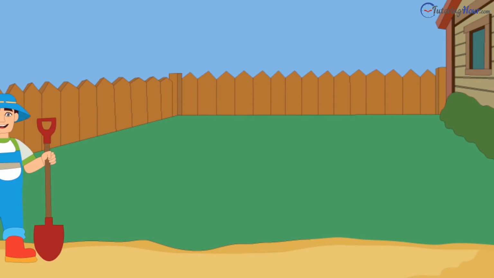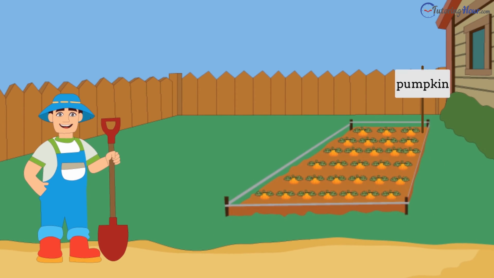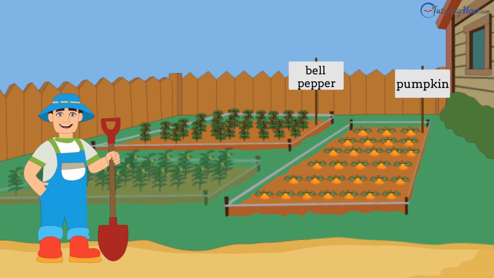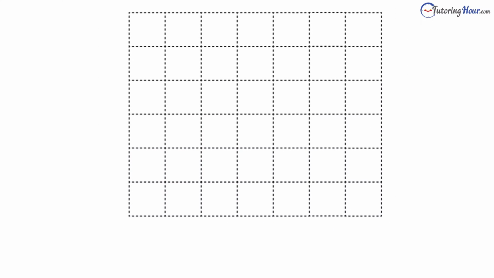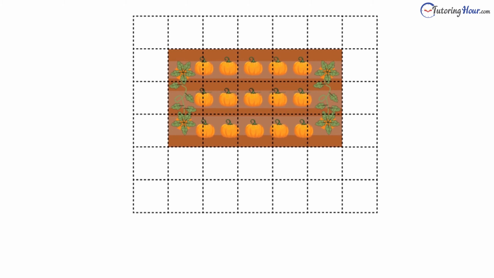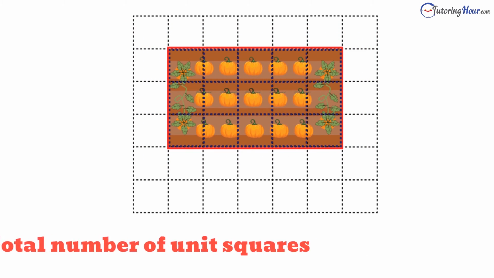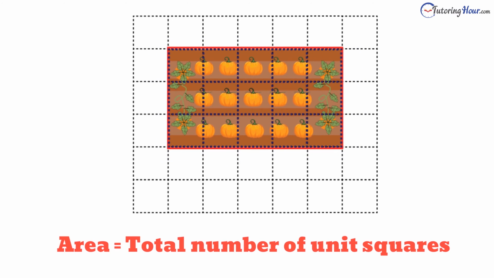Now, Joe wants to figure out the area of his pumpkin patch, bell pepper patch, and corn patch. Let's lend him a hand in doing that. We'll start off with this pumpkin patch drawn on the grid. Now, the boxes you see on the grid are called unit squares. To determine the area, we need to figure out the total number of unit squares occupied by this rectangle.